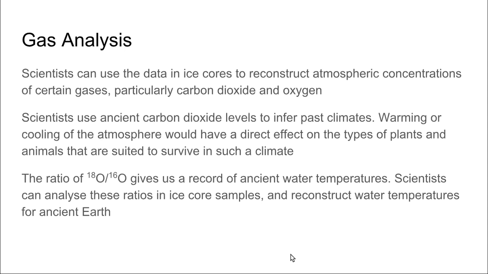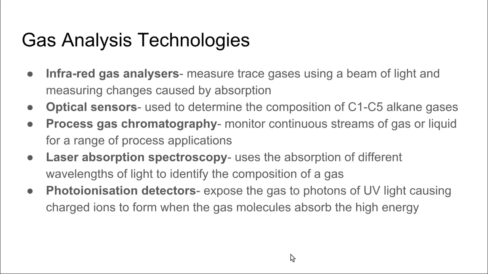And then we have gas analysis, and scientists can use the data in ice cores to reconstruct atmospheric concentrations of certain gases, particularly carbon dioxide and oxygen. And we can use these ancient carbon dioxide levels to infer past climates. Warming or cooling of the atmosphere would have had a direct effect on the types of plants and animals that are suited to survive in each climate. And we can see here that isotopes of oxygen give us a record of ancient water temperatures. Scientists can analyze these ratios in ice core samples and reconstruct water samples for ancient Earth.